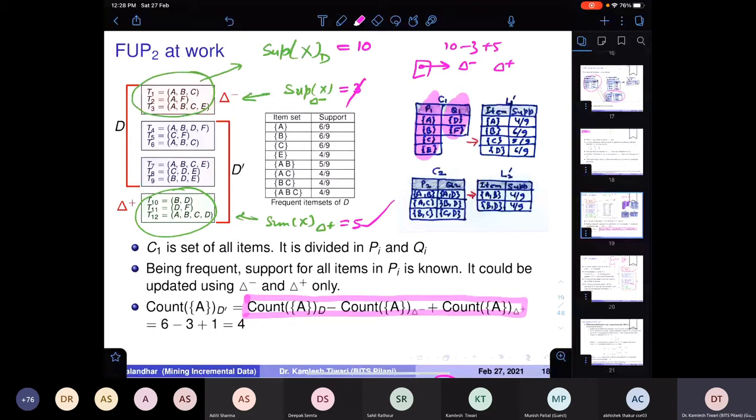What is their count? And that's the biggest problem with this algorithm, because the number of possible things is very large, and therefore the memory requirement of this algorithm is very large. So we have seen two algorithms. One algorithm that can handle only addition, and the second algorithm, FVP2, that can handle addition and deletion both. All right.